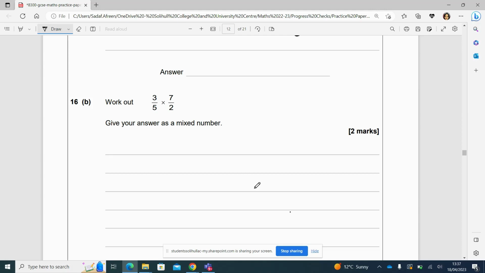Okay, so question number 16b, 3 over 5 times 7 over 2. When we are multiplying fractions, we will do 3 over 5 times 7 over 2. We multiply the top numbers and we will multiply the bottom numbers with each other. 3 times 7 gives you 21. 5 times 2 gives you 10.